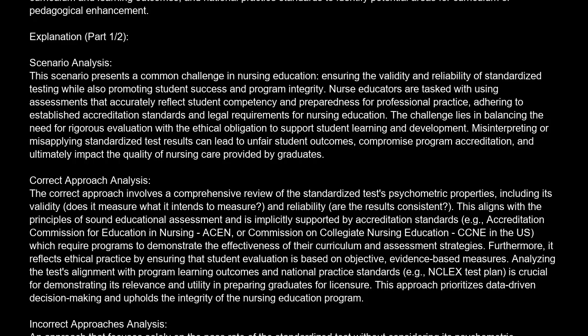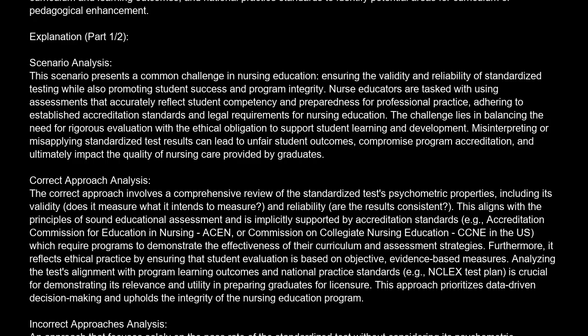Correct approach analysis. The correct approach involves a comprehensive review of the standardized test's psychometric properties, including its validity, does it measure what it intends to measure, and reliability, are the results consistent. This aligns with the principles of sound educational assessment and is implicitly supported by accreditation standards, e.g., the Accreditation Commission for Education in Nursing (ACEN) or the Commission on Collegiate Nursing Education (CCNE) in the U.S., which require programs to demonstrate the effectiveness of their curriculum and assessment strategies.